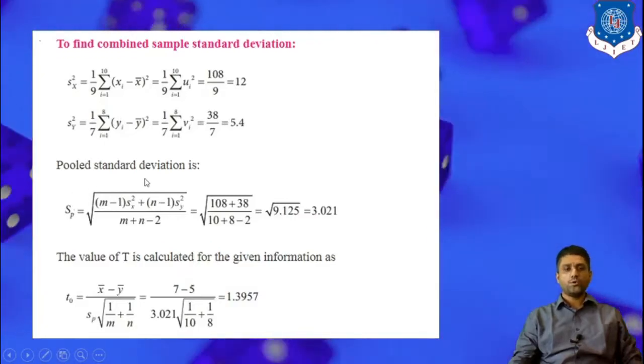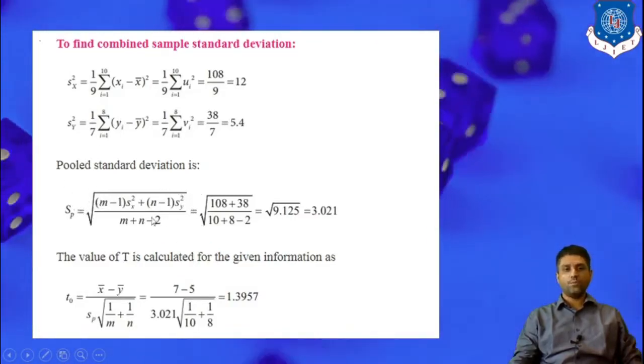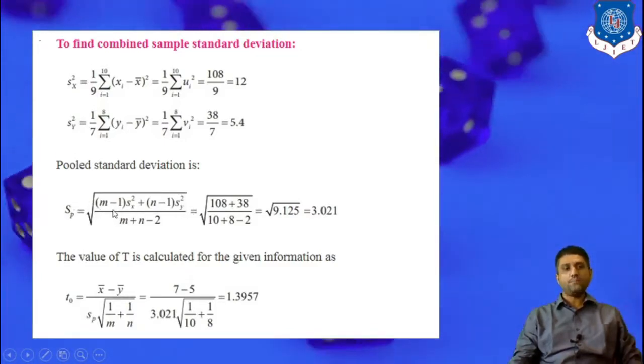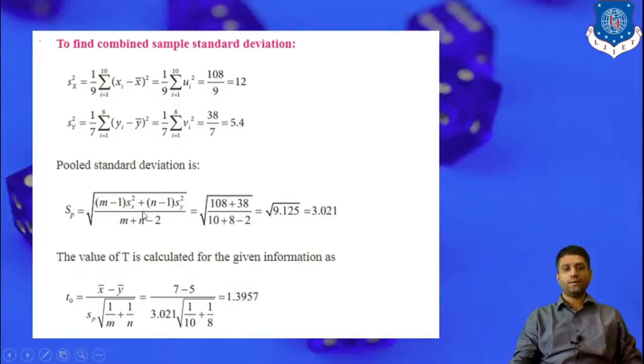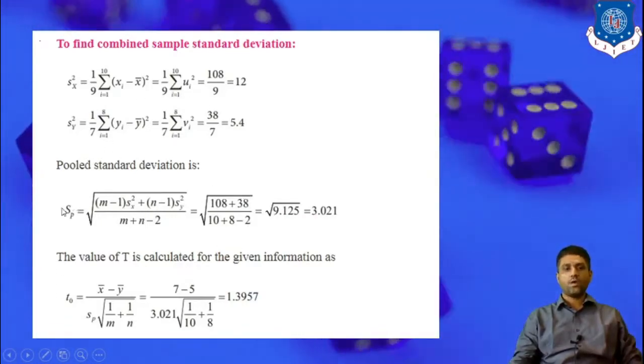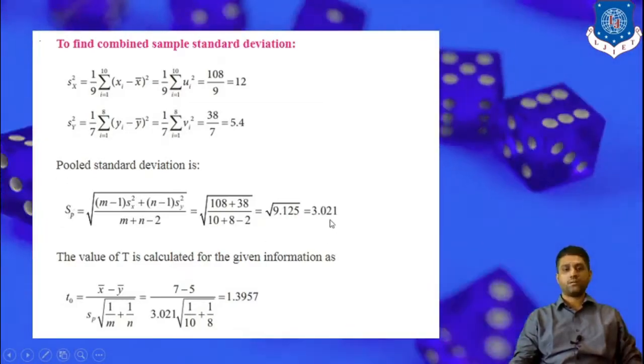So we use the formula of the pooled standard deviation, which is a combination of both batch 1 and batch 2. By plugging in the values of n, sx square and sy square, and simplifying, we get the standard deviation as approximately 3 point something.